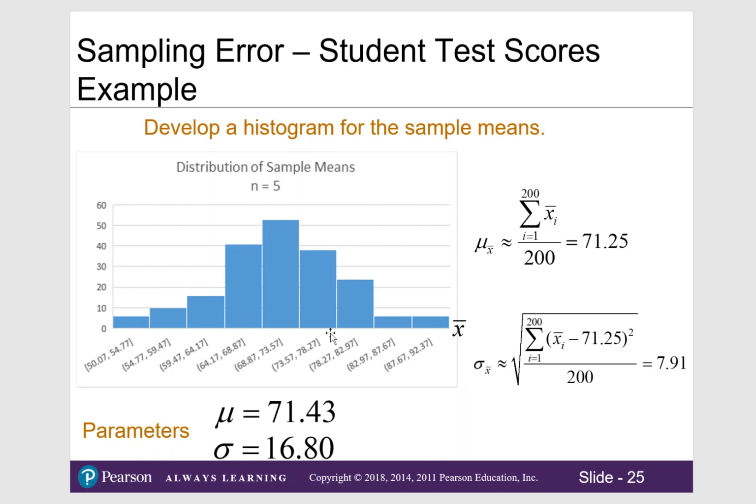samples. All right, so keep in mind, looking back, our original population has mean 71.43 and standard deviation 16.8. If I look at this distribution, so all those 200 samples I gathered, it has mean 71.25 and standard deviation 7.91. So its standard deviation is significantly smaller, but look at the population parameter. The mean of this distribution is very close to the original population mean. This is something that we're going to see is always true.